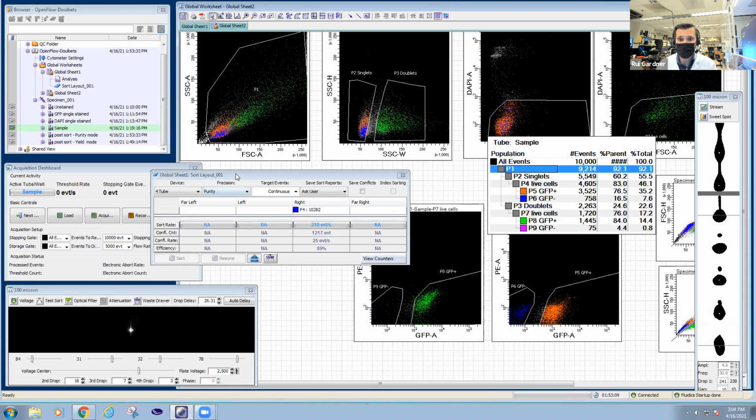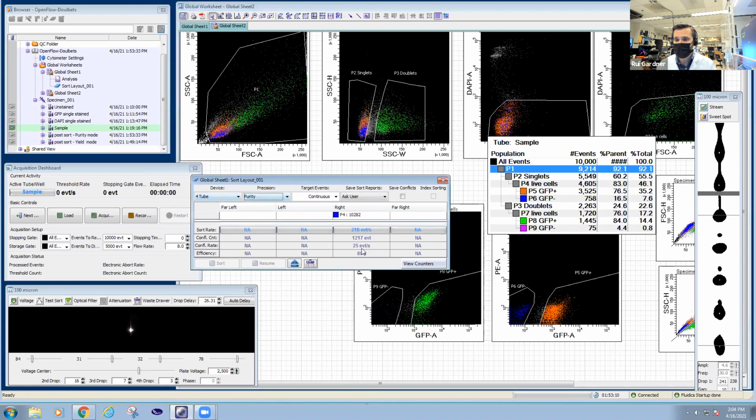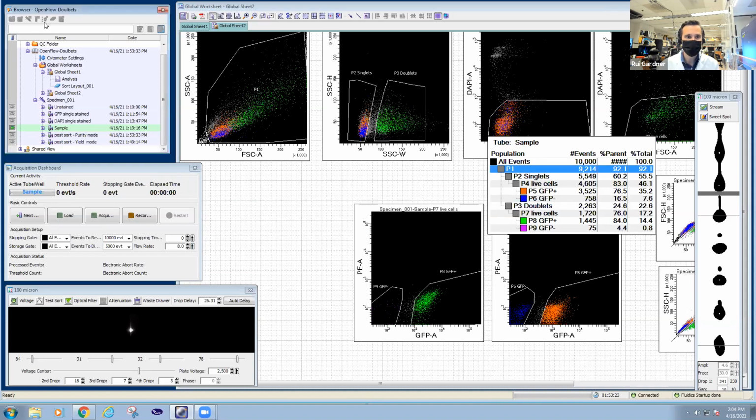Right. Actually, Fang is giving me an important thing. We would never be able to sort here because I'm using a different global sheet. I'm using global sheet 2, and this is for global sheet 1. So thank you, Fang, for that. That's why it's very good to have Fang here while we're doing this live. So I'm opening this.